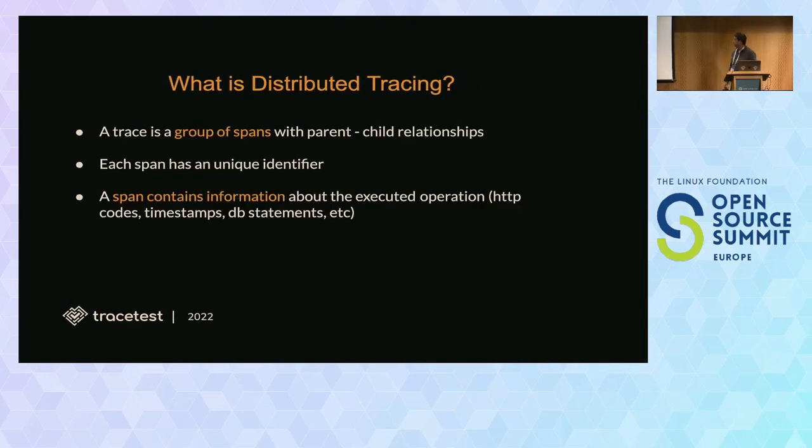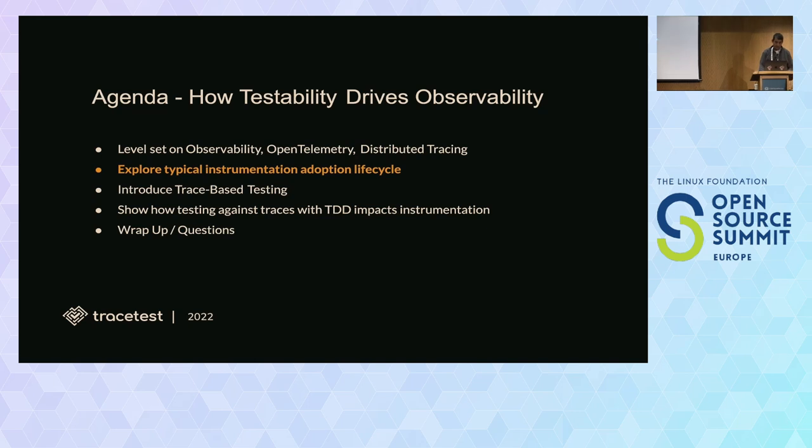Okay, and this covers that. A trace is a group of spans with parent-child relationship, and that's why you get the fan diagram. Each span has a unique identifier, and the spans contain information about the operations. Okay, so that was just a level set on what is OpenTelemetry, what is tracing, what's observability.